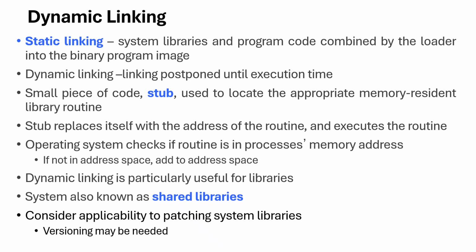Dynamic linking. In static linking, system libraries and the program code are combined by the loader into the binary program image. In dynamic linking, the linking is postponed until execution time. A small piece of code, the stub, is used to locate the appropriate memory-resident library routine. The stub replaces itself with the address of the routine and executes the routine. The operating system checks if the routine is in the process's memory address space. If not, it is added to the address space. Dynamic linking is particularly useful for libraries, and such systems are also known as shared libraries.